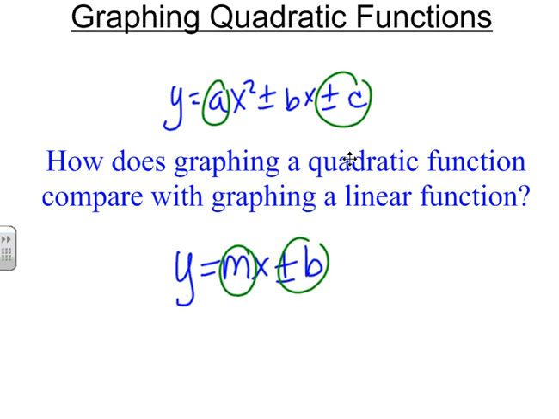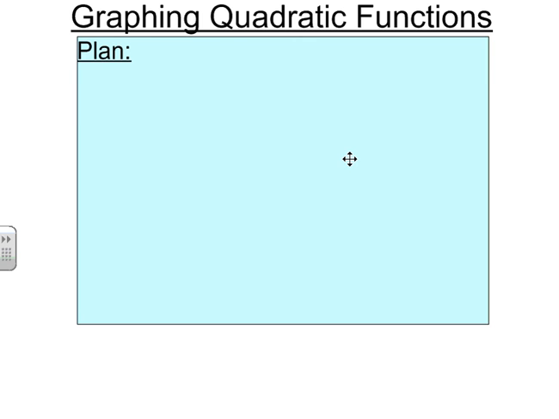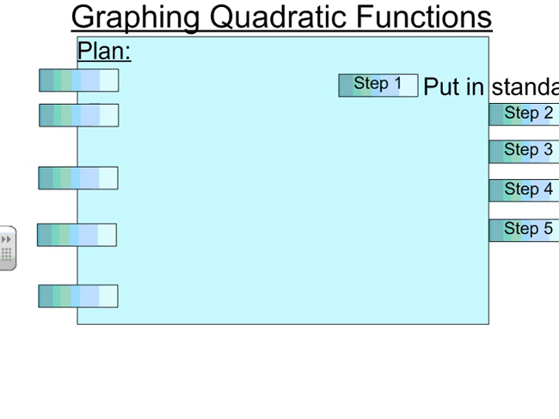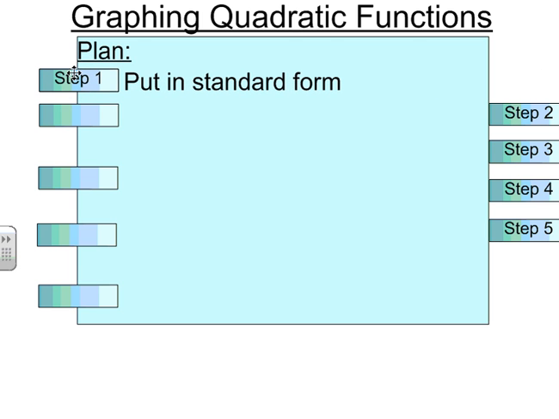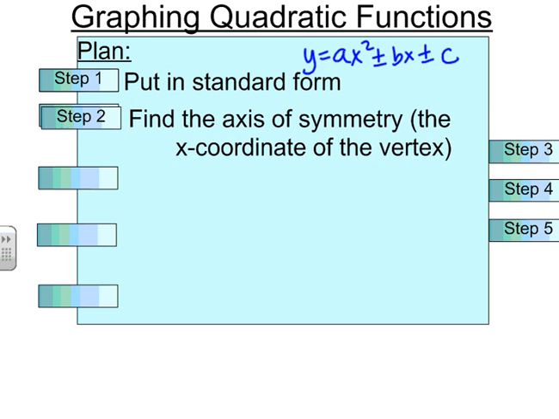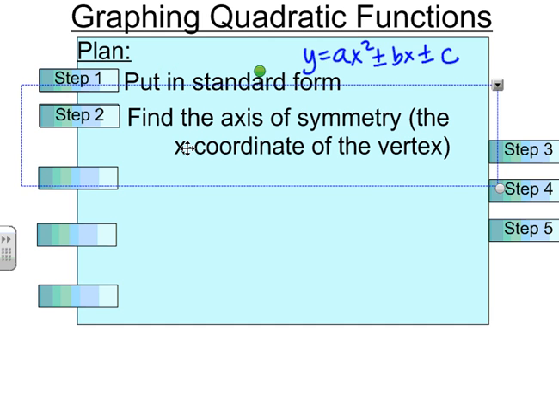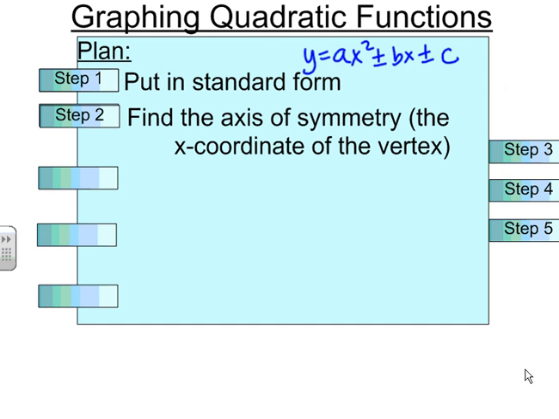So let's use those similarities to our advantage when we're graphing. We've got a plan here that we can adapt. Step one, put it in standard form. That's where we have the x squared term first, then the x term, and then the constant, so we can see what's going on, look at the characteristics and know what to expect. Step two is to find the axis of symmetry by taking the opposite of b, dividing it by 2a. That's also going to give us the x coordinate of the vertex.